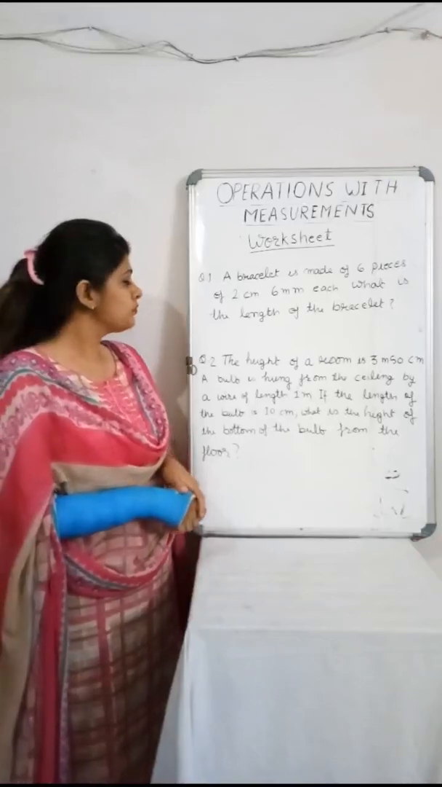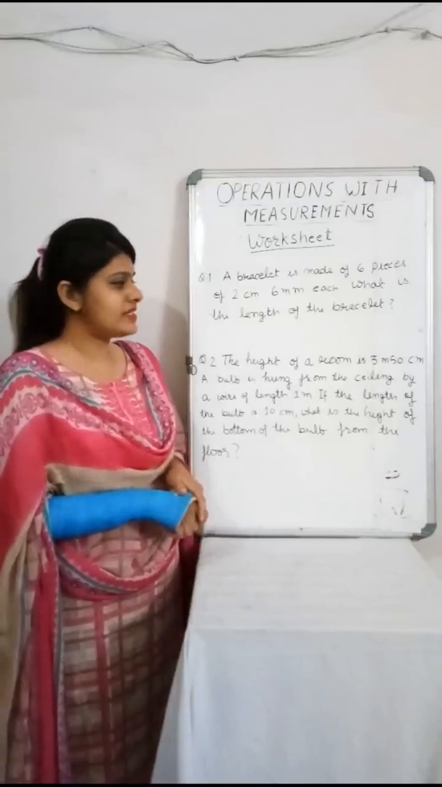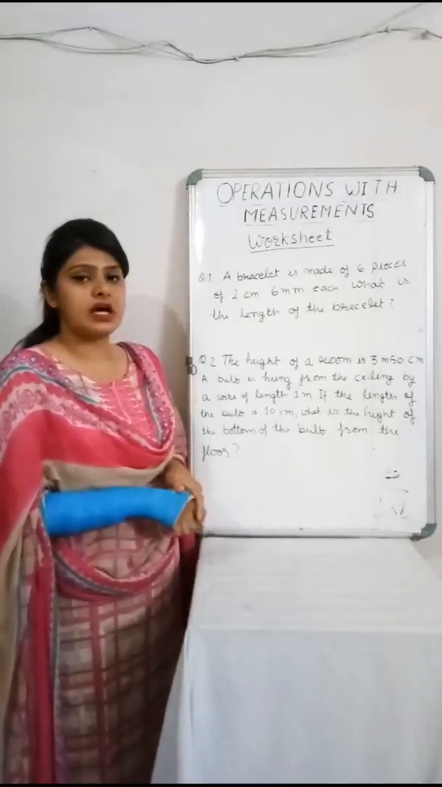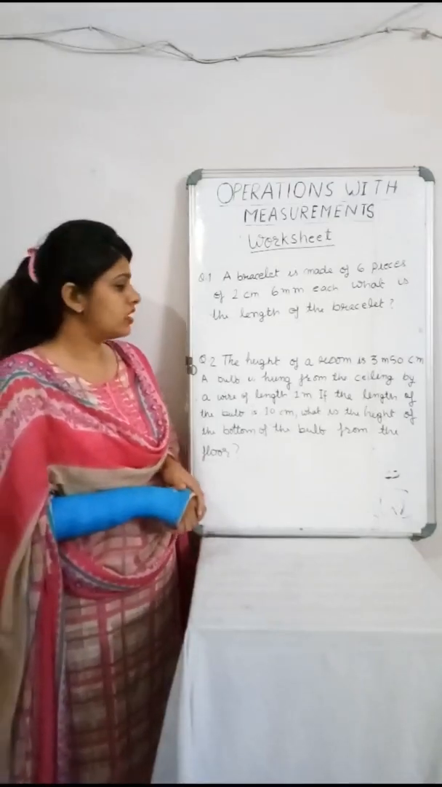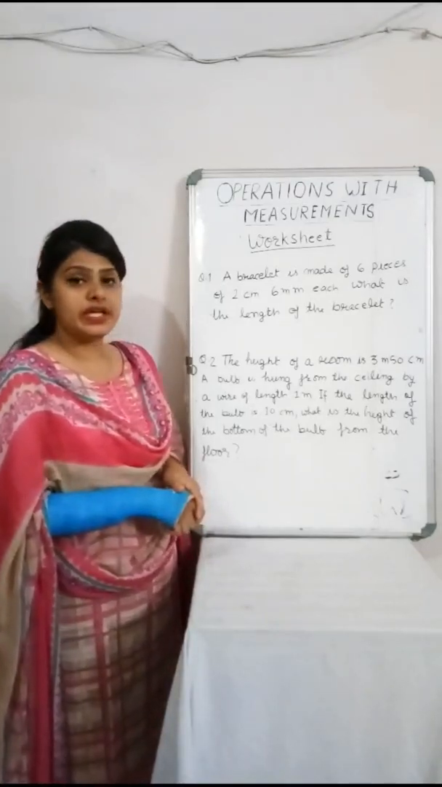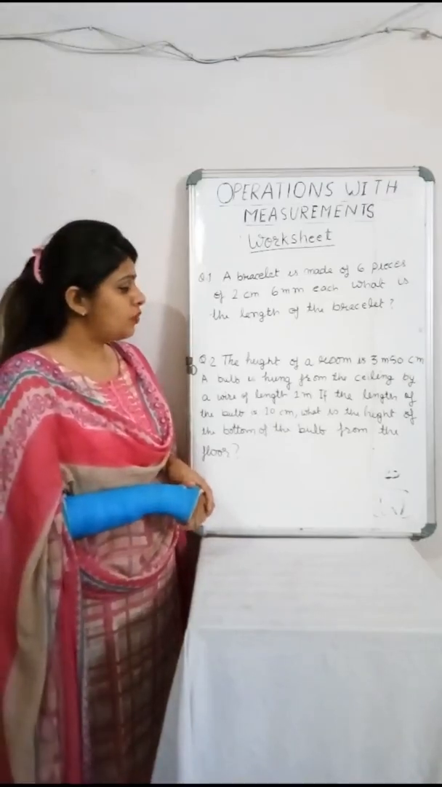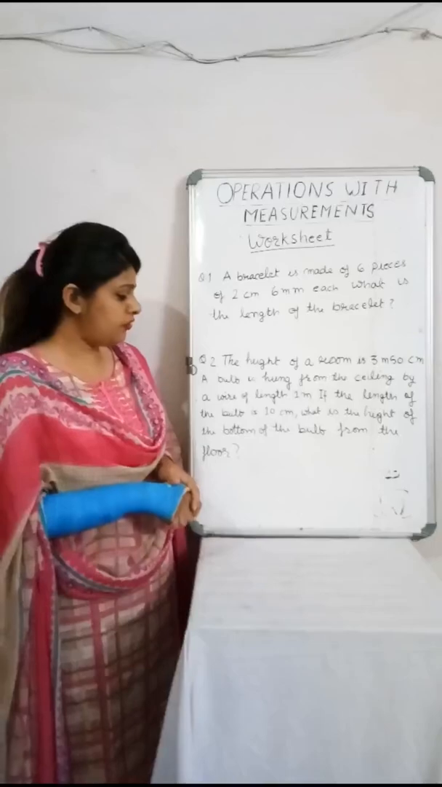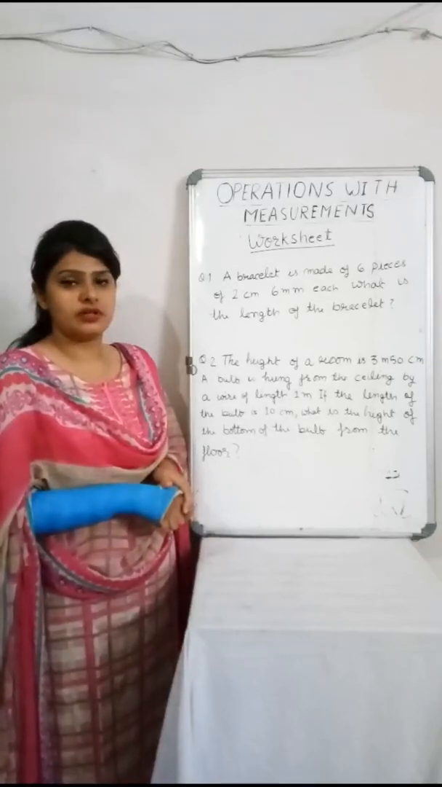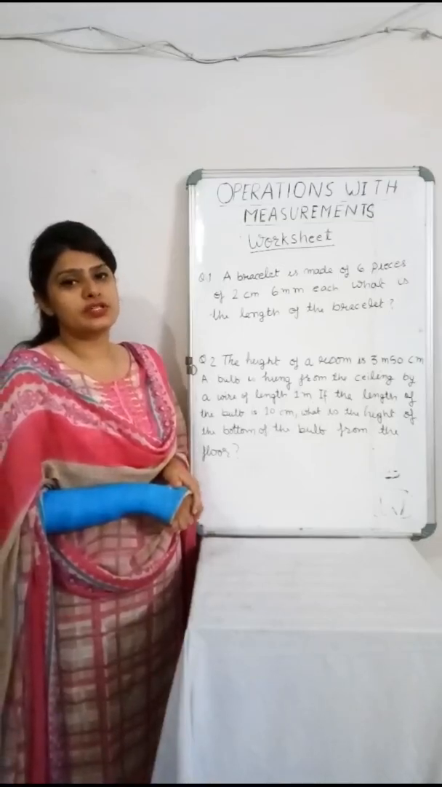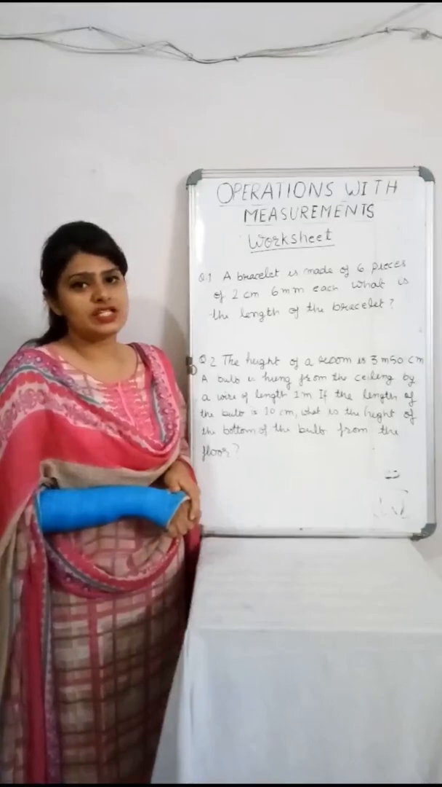Question number 2. The height of a room is 3 meters 50 centimeters. A bulb is hung from the ceiling by a wire of length 1 meters. If the length of the bulb is 10 centimeters, what is the height of the bottom of the bulb from the floor?